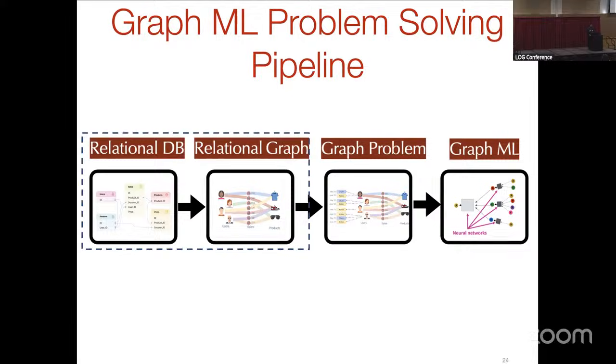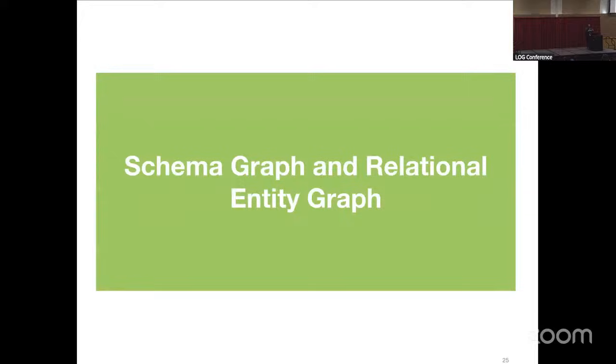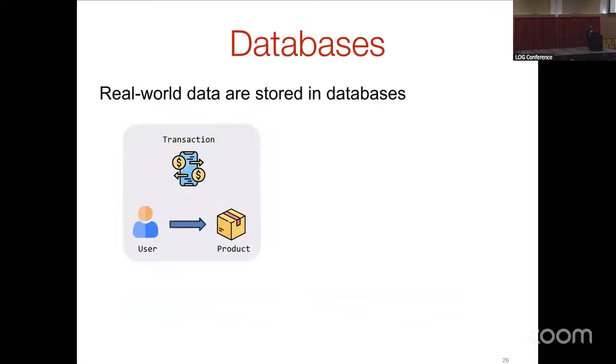So now, let me first tell you how you can transform the relational database into a relational graph. Now, there are two graphs that help us describe a relational database. The first is a schema graph, and the second is a relational entity graph. Now, again, to be more precise, I will show you how we can do things using this e-commerce example of users, products, and transaction tables.